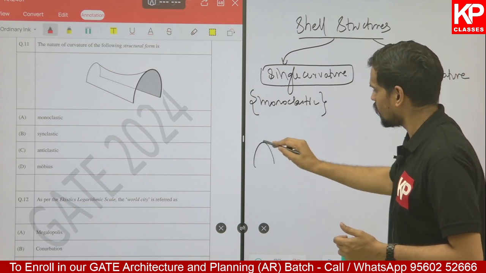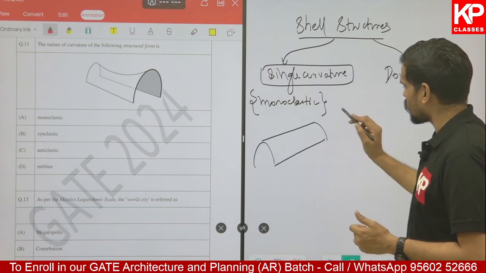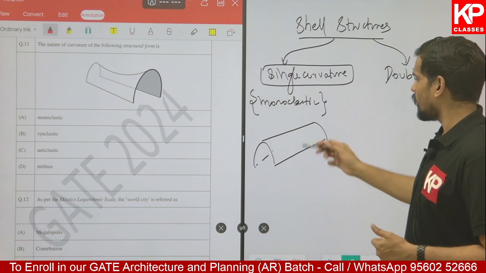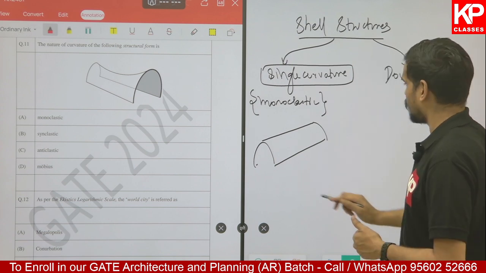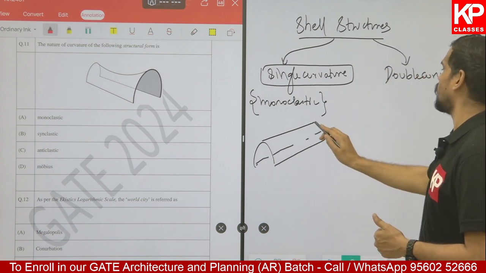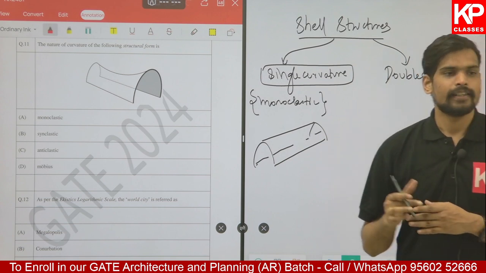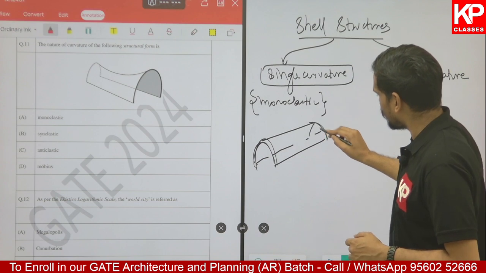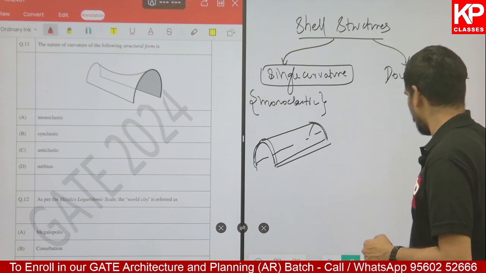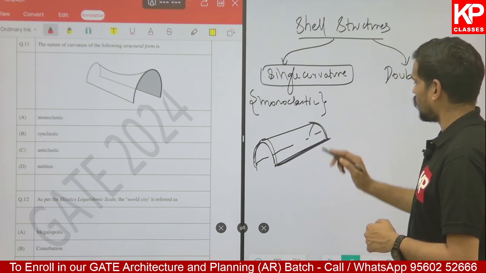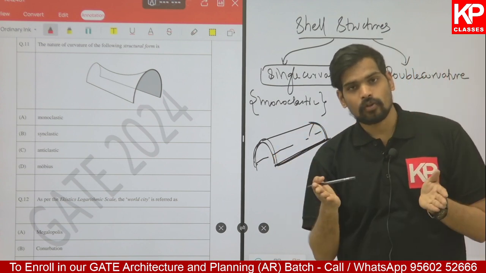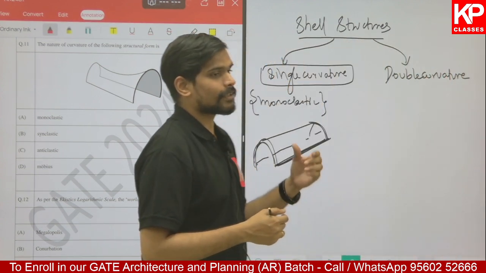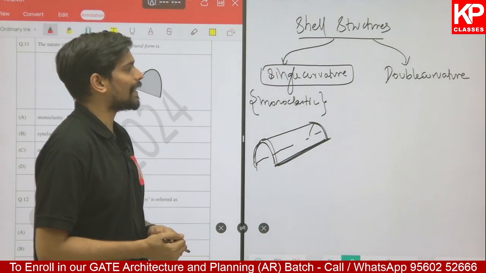It is a structural shell form which has curvature only along one particular direction. That's called a single curvature. Something like a barrel vault would be straight in one particular orientation, and there's a curvature only in one direction. So that's a single curvature shell structure, a monoclastic structure.